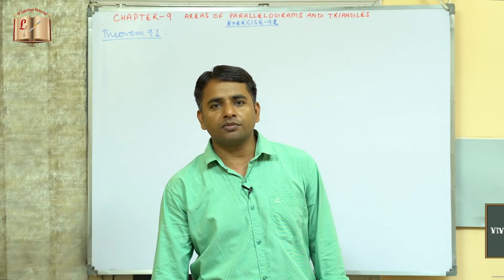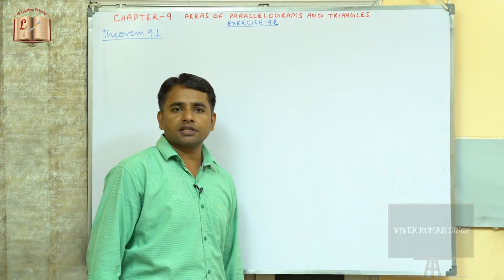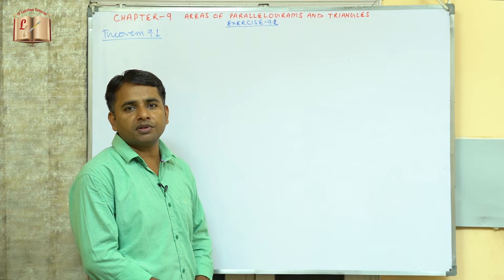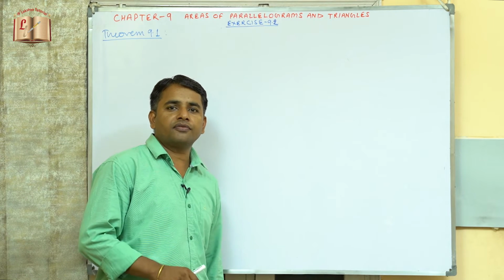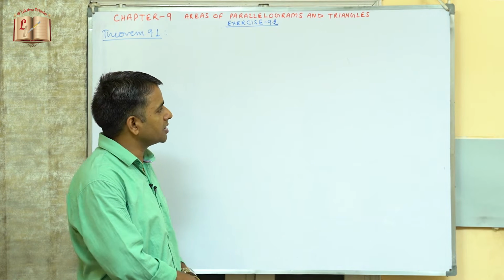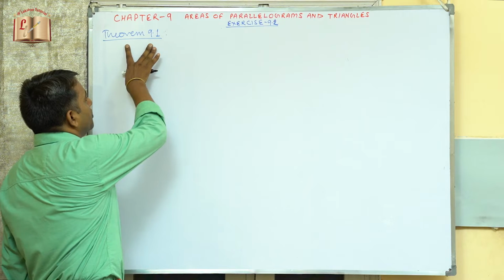Hello students, welcome back. Now we will discuss our exercise 9.2 where we will discuss that the parallelograms on the same base and between the same parallels have the same or equal areas, and area of triangle is equal to half of the area of the parallelogram when they lie on the same base and between the same parallels. So first of all we will discuss theorem 9.1.